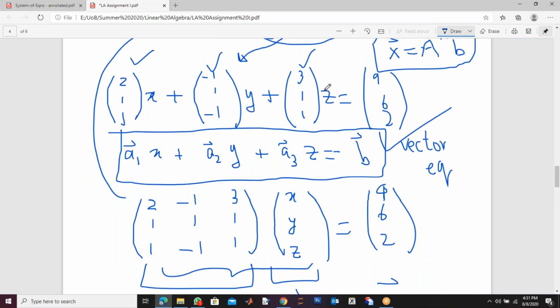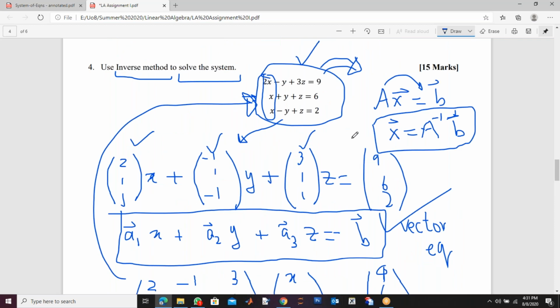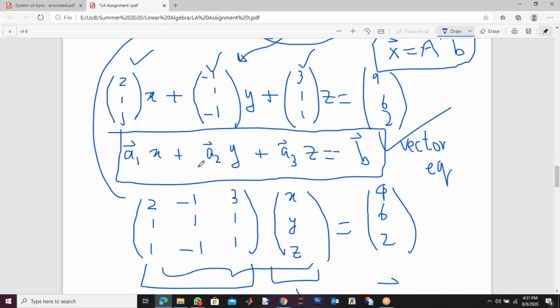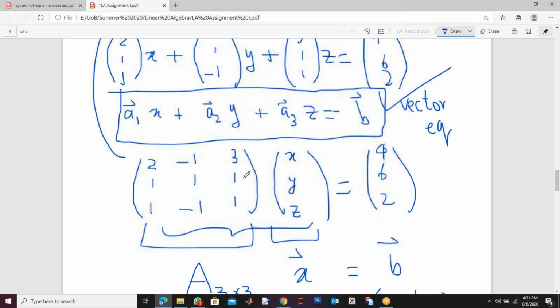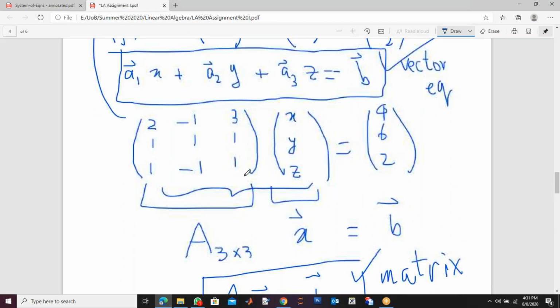Now the problem is, if your A is not a square matrix, then we cannot use this inverse method. Here you see your A is a 3 by 3 matrix. A square matrix may have an inverse, but if it is not square, I cannot find the inverse of that. We cannot write an identity matrix corresponding to a non-square matrix, because the identity matrix is always square, and we cannot find the determinant either. So now, if you recall, the question said to use the inverse method.